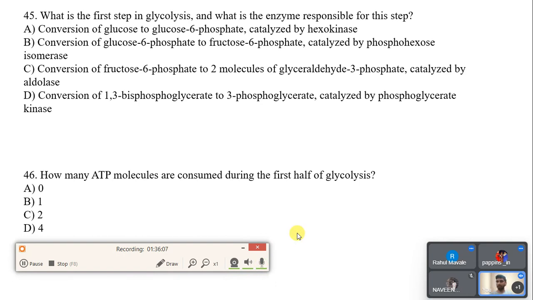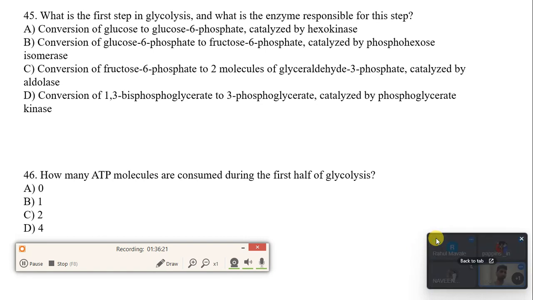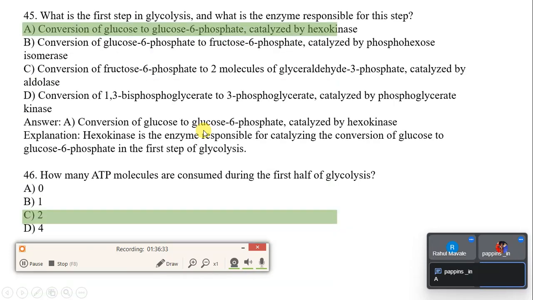So let's go with this 45th question. What is the first step in glycolysis and what is the enzyme responsible for this step? I think this is one of the easiest questions, so you guys can answer directly. The answer is A.